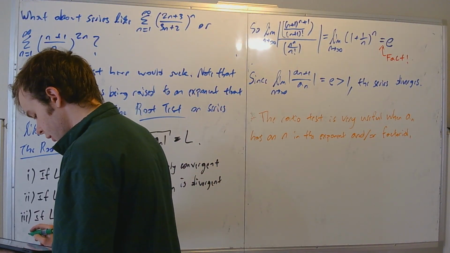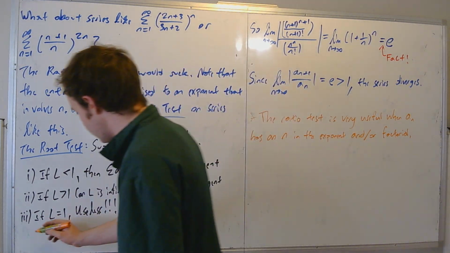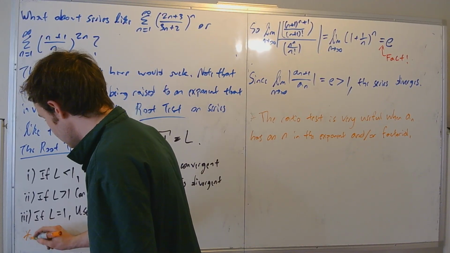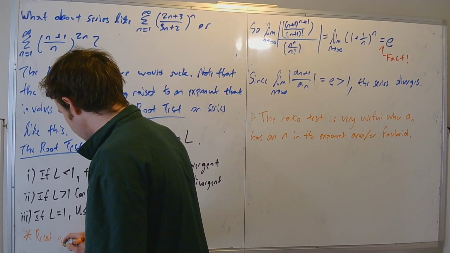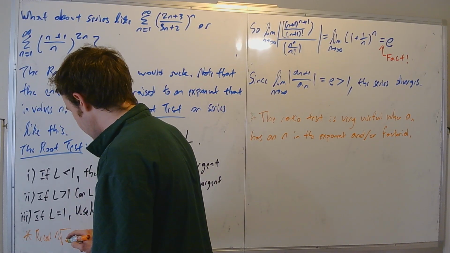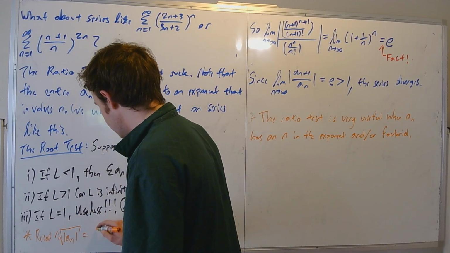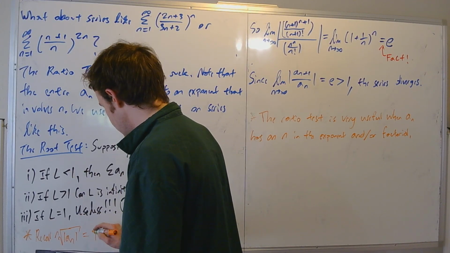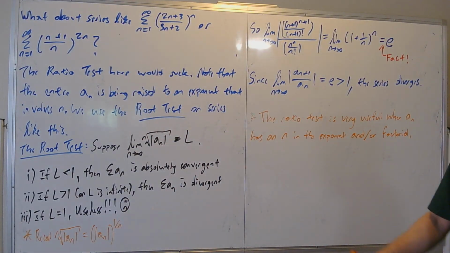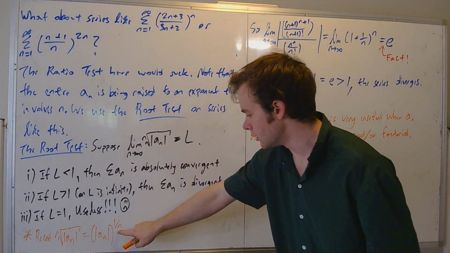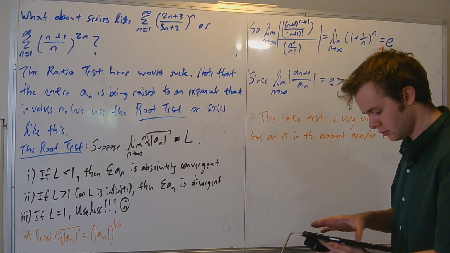And I'll say for the next problem, I keep trying to use that color and it's not working. Recall, for all of the problems, that the nth root of the absolute value of a_n equals the absolute value of a_n to the power of 1 over n. So we can always rewrite this nth root as a fractional exponent.